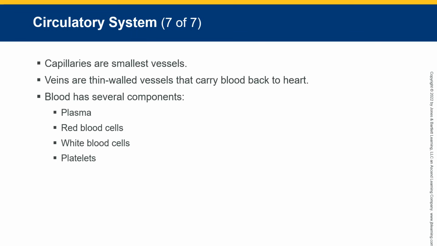And then the third component of the circulatory system, remember we have the heart, we have the vessels, and we have the blood, is the blood. We're talking about the blood now. The blood has four main components. Plasma, which is the water portion of the blood. It's the most fluidic part.